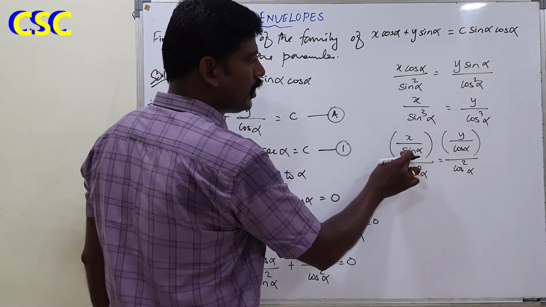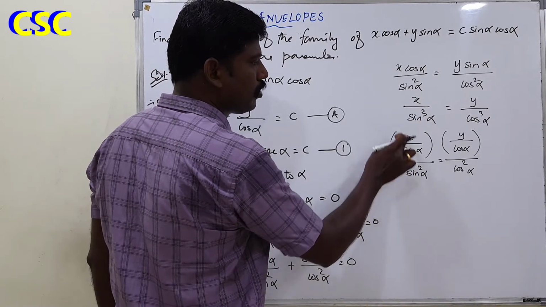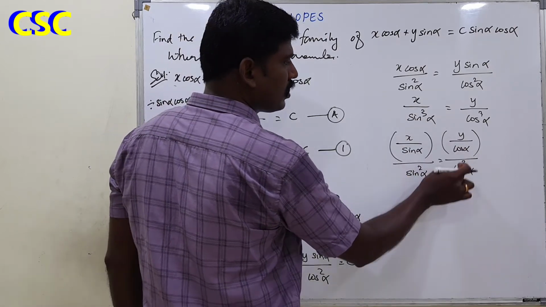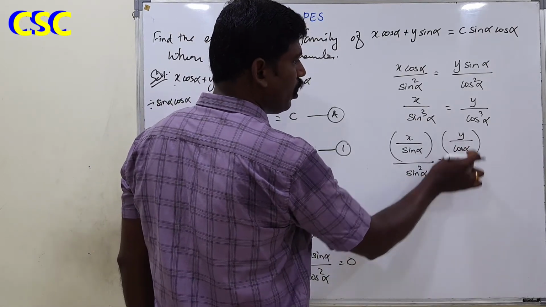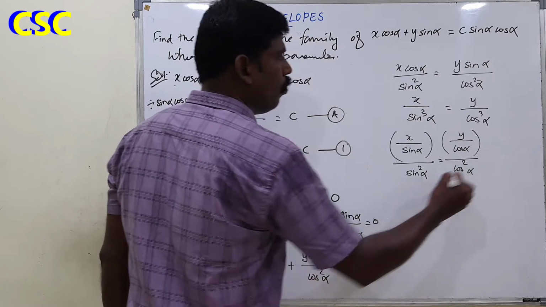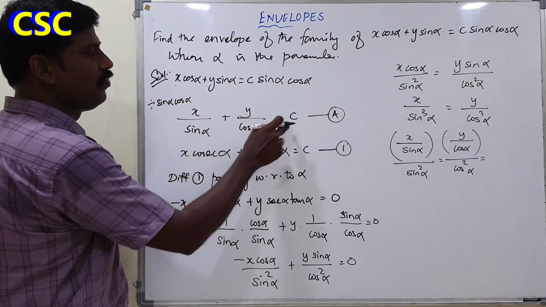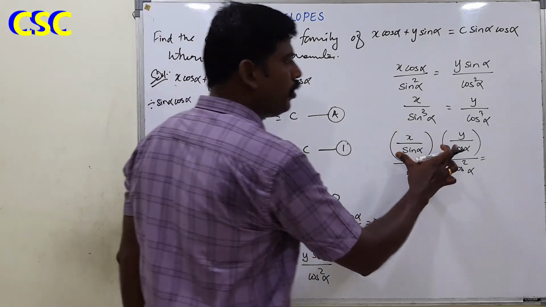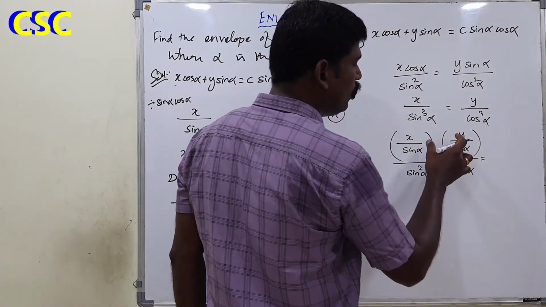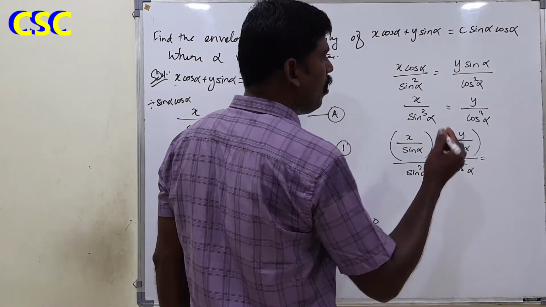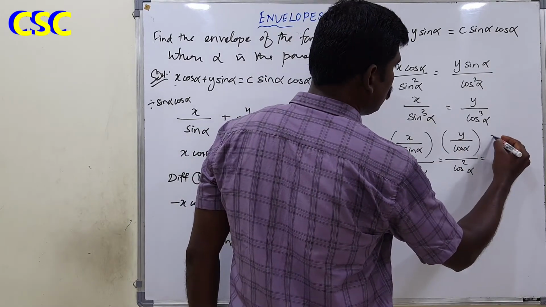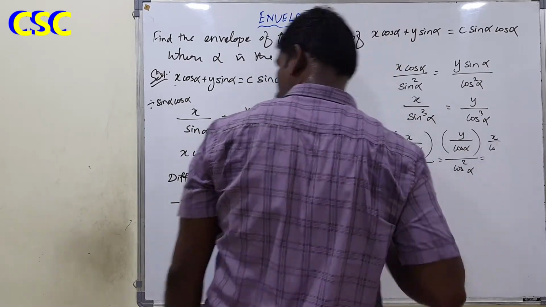This sin alpha comes to the denominator, so x by sin cube alpha. This cos alpha can be multiplied with the denominator, y by cos cube alpha, right? And why am I writing this in this form? Because x by sin alpha plus y by cos alpha is the value of c. Now I am going to take the addition of numerator and denominator by the componendo dividendo method. So x by sin alpha, isn't it?